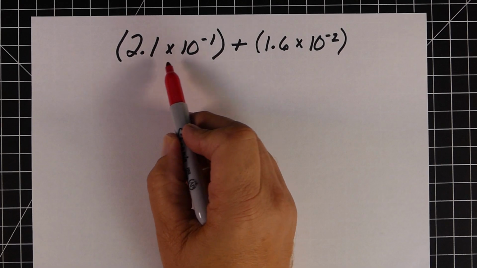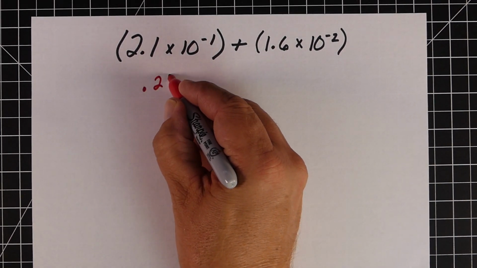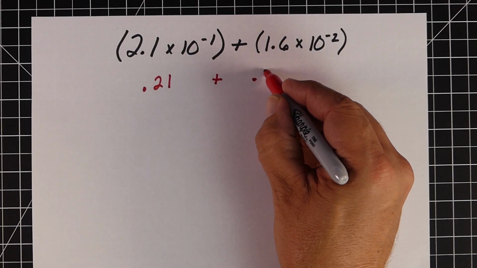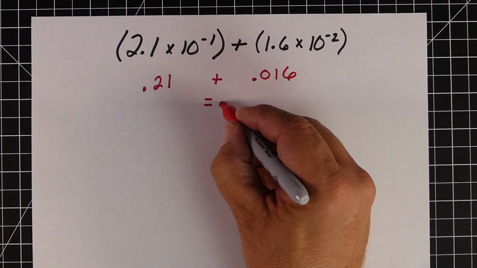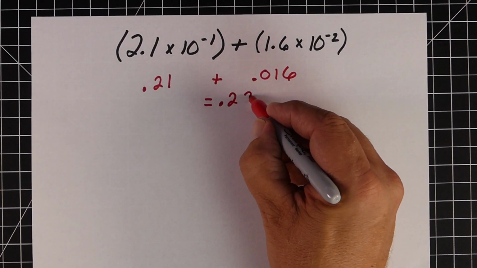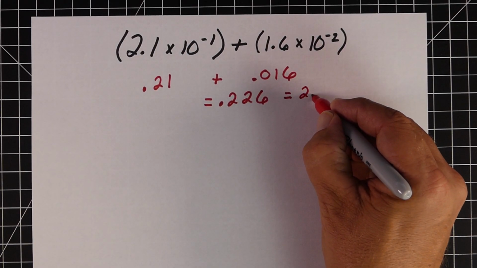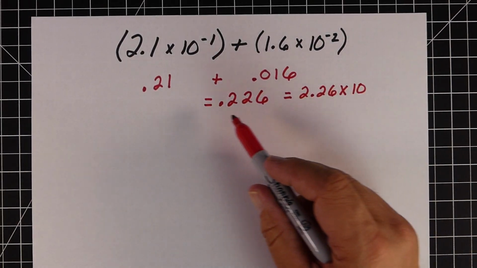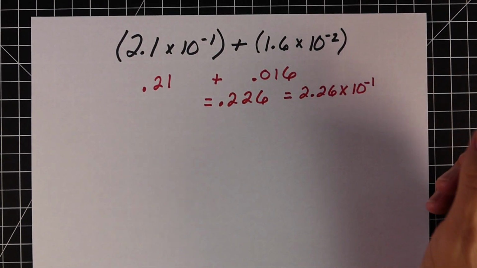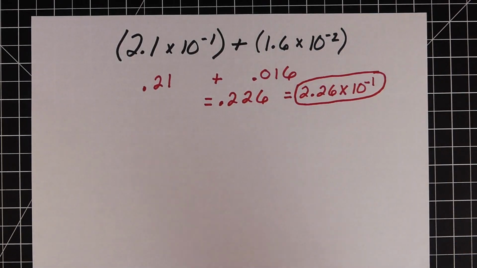Example number 4. So when we're looking at this one, now we have negative exponents here. We still can write in standard form and add them up. So 2.1 times 10 to the negative first is 0.21. And our other example would be 0.016. If we add them up, we get 0.226. And in scientific notation, it would be 2.26 times 10. And because we had to move it over 1 time to the right, it turns into a negative first. So we could do that if you wanted to.